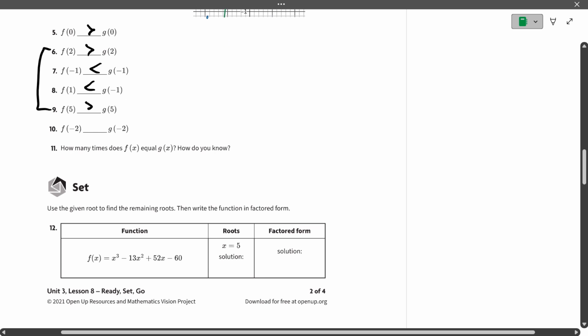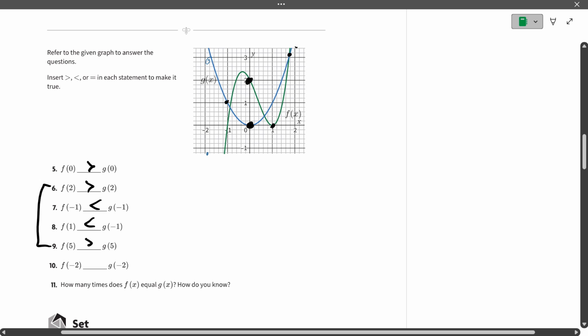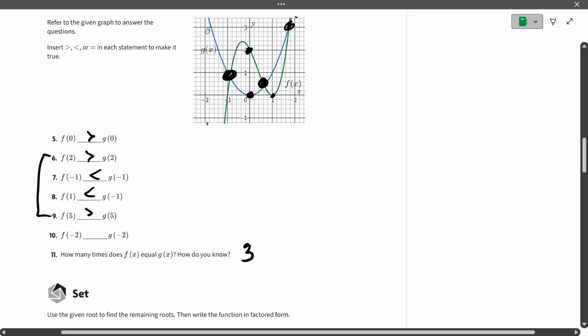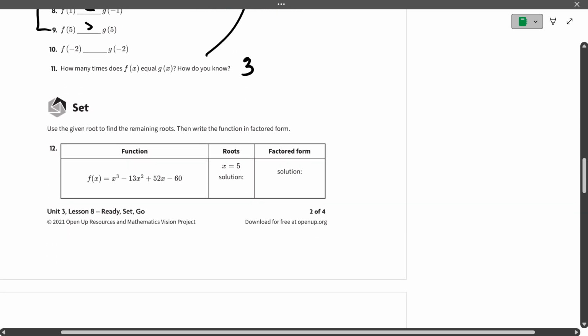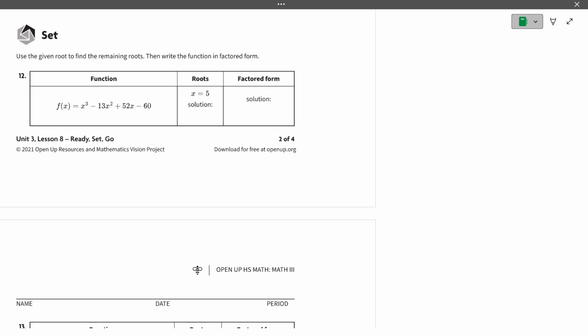All right, how many times do they intersect? Okay, so this is too hard to see. They intersect here, here, and over there. So that's a total of 3 times. How do I know? Because I just looked at the graph to see where they were hitting each other. All right, the next section is a little bit trickier. We have a polynomial. We are told one of the roots, and we have to find the factored form and the solution.